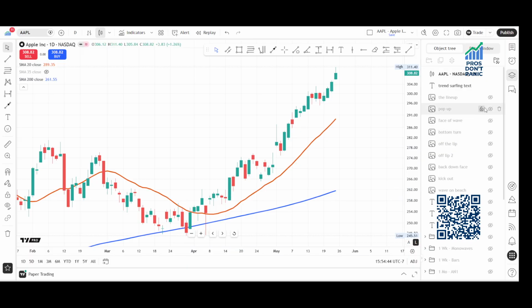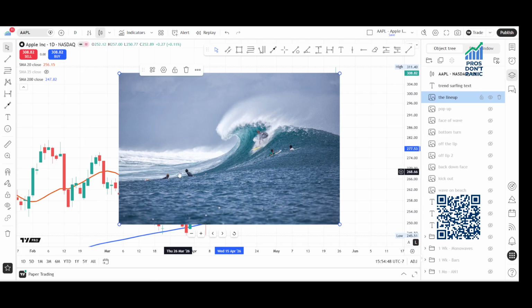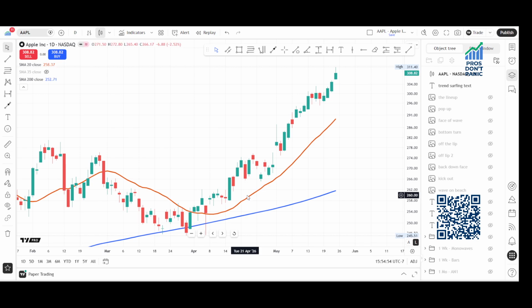Let me see if I got my lineup thing here close by. There it is. So the surfers are sitting right here. So right there, that is what this is. And we will learn about these, where these moving averages come together. There are certain places along this moving average under certain conditions that we would consider the lineup.